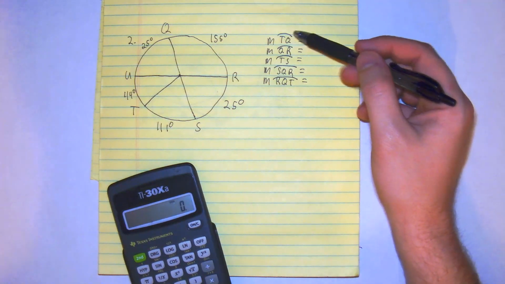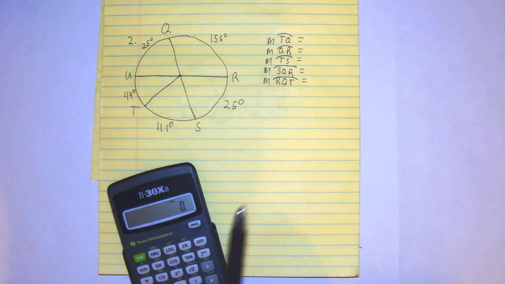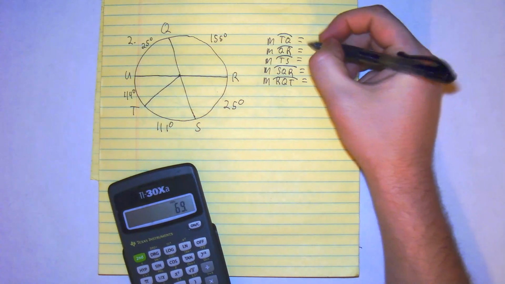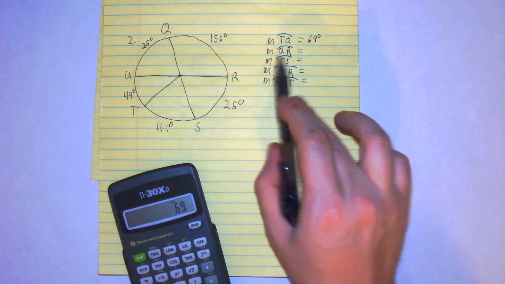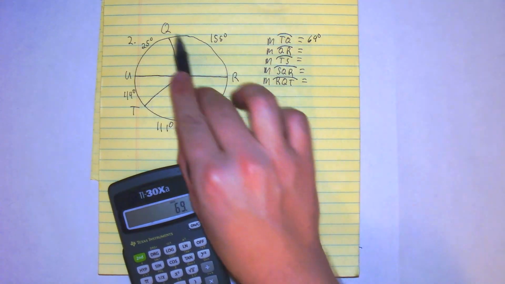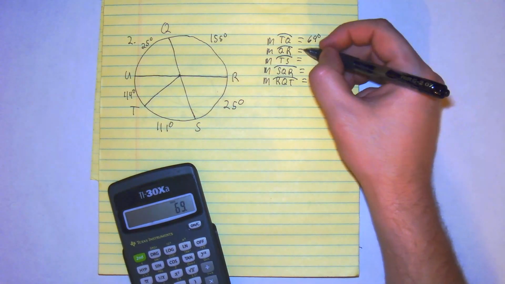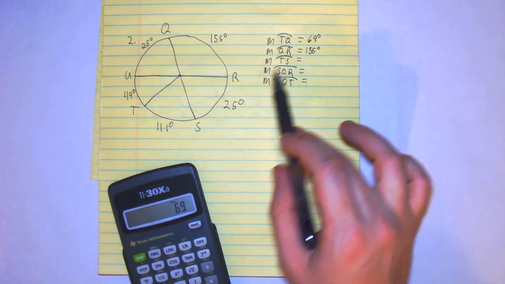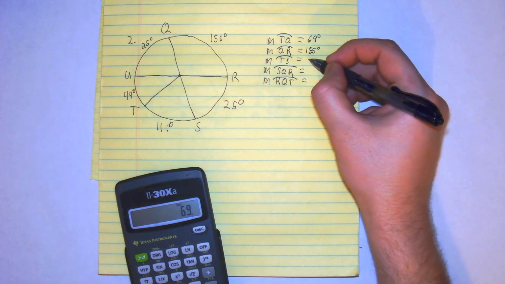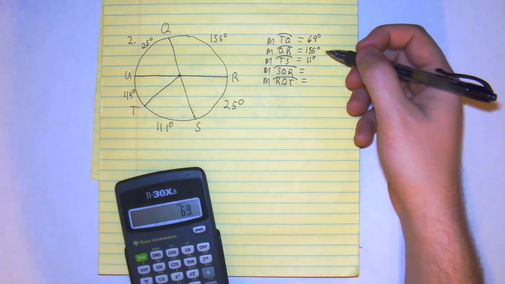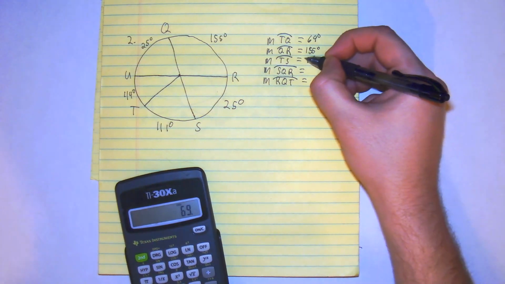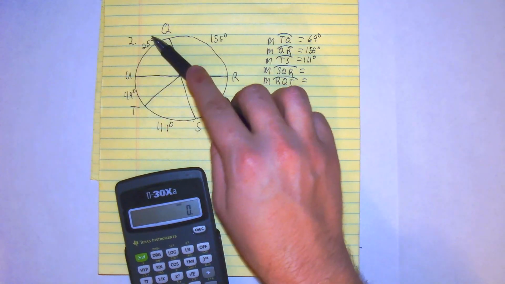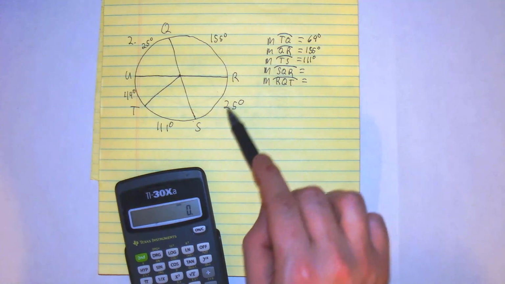We need the measure of TQ. TQ would be 44 plus 25, which would get you 69 degrees. Then we're looking for the measure of QR. QR would be 155 degrees. Now we're looking for the measure of TS, which would be 111 degrees. Now we're looking for the measure of SQR, the only thing not included.